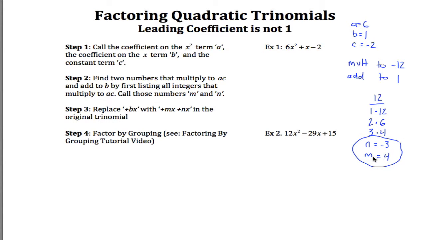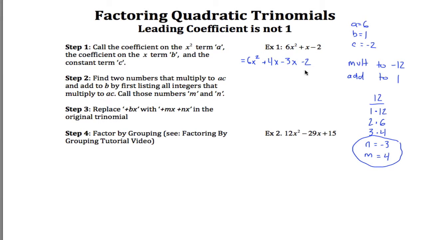And once you find those, you're not done. When the leading coefficient is 1, when you find these two numbers, you're just about done. But in this case, you're not. That's just one step in the process. That's step 2, I guess. What you then want to do in step 3 is replace your middle term, your bx, your 1x here, with mx plus nx. So 4x minus 3x.